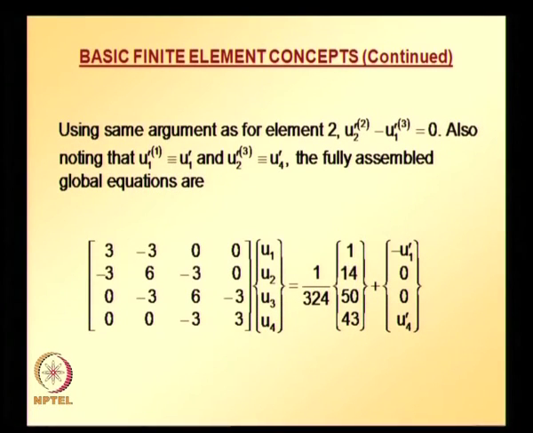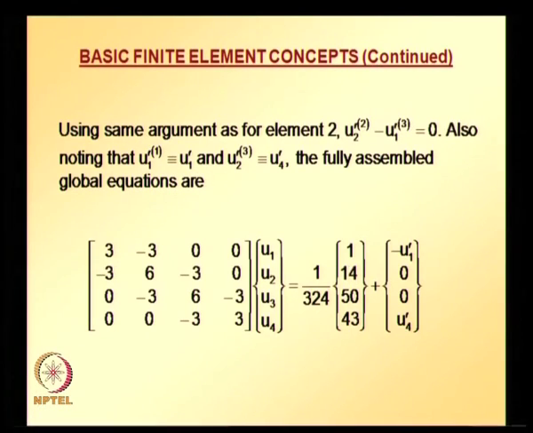So with that argument, u2 prime for element 2 minus u1 prime for element 3 is equal to 0. And now finally the global equation system looks like this. And now we need to apply natural boundary condition.